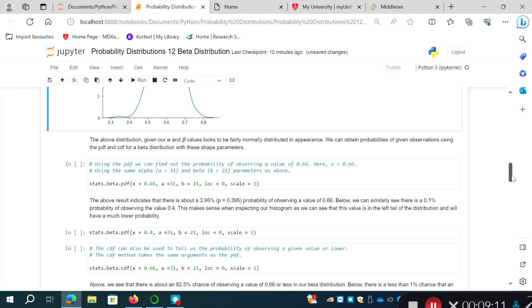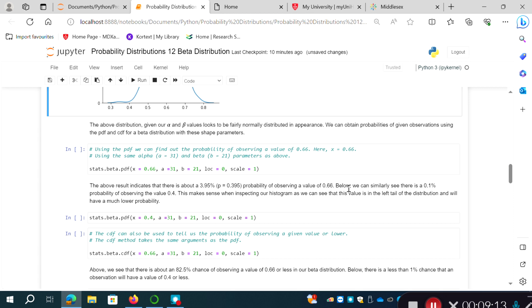So the above distribution, given our alpha and beta values of 31 and 21 respectively, looks to be fairly normally distributed in appearance, and we can obtain probabilities of given observations using the PDF and CDF methods for a beta distribution with these shape parameters. So let's do that first. Let's use scipy. We're using stats.beta, and then we're just invoking the PDF method. So using the PDF, we can find out the probability of observing a value.